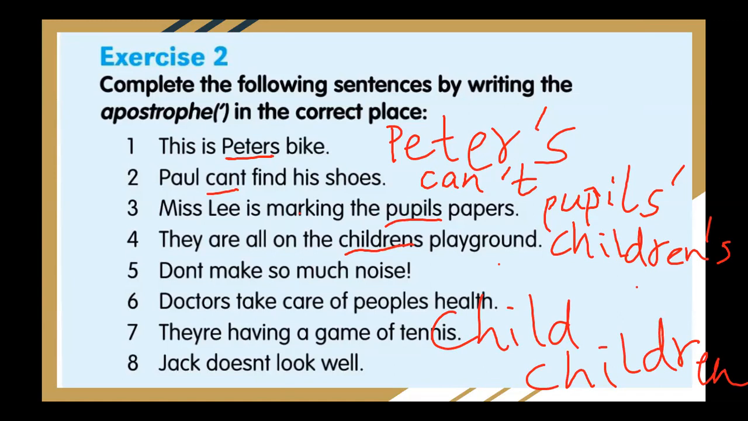Pay attention. What does children end with? It ends with N. Where do we put the apostrophe when plural nouns end with S? Then you add the apostrophe after S. But here, see, children is ending with N, not S. This plural is not ending with S. So that is why we put the apostrophe before S. Now have you understood the point?